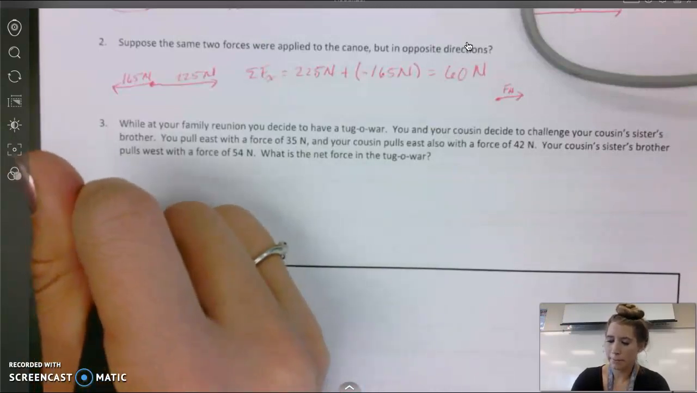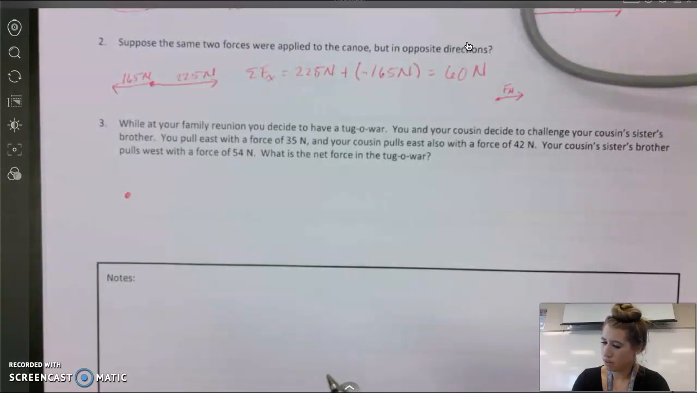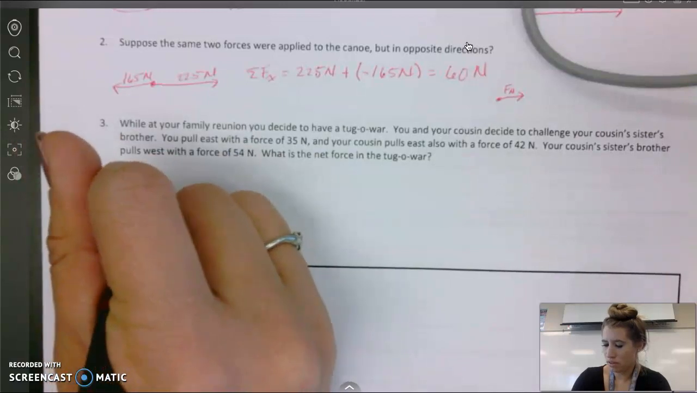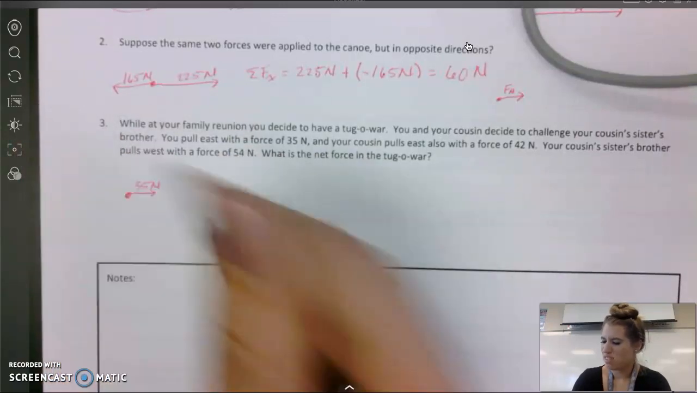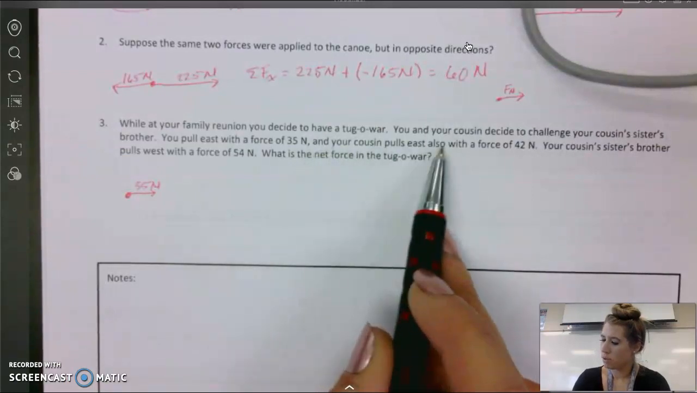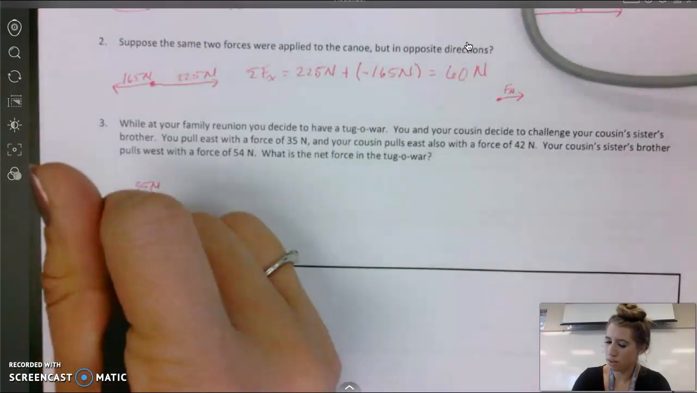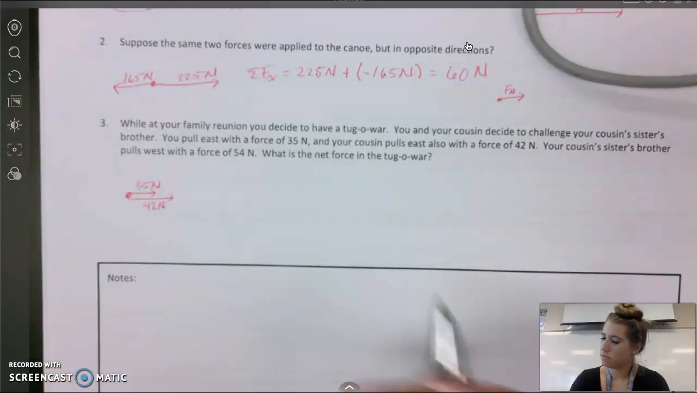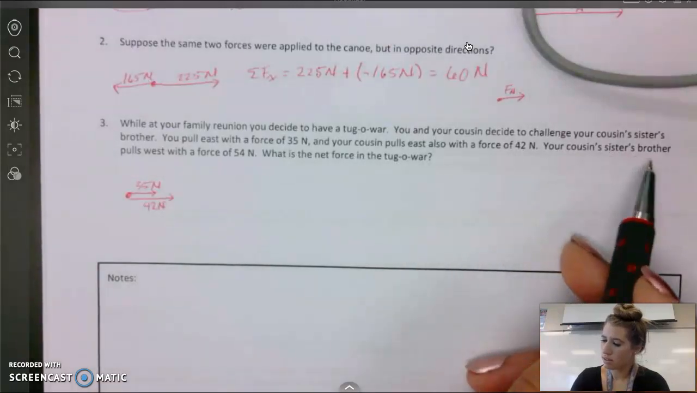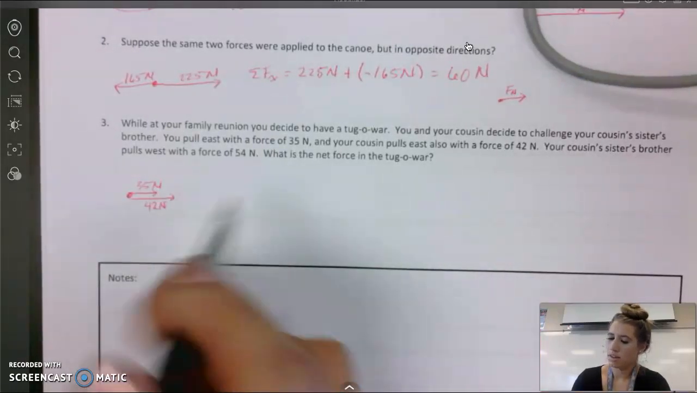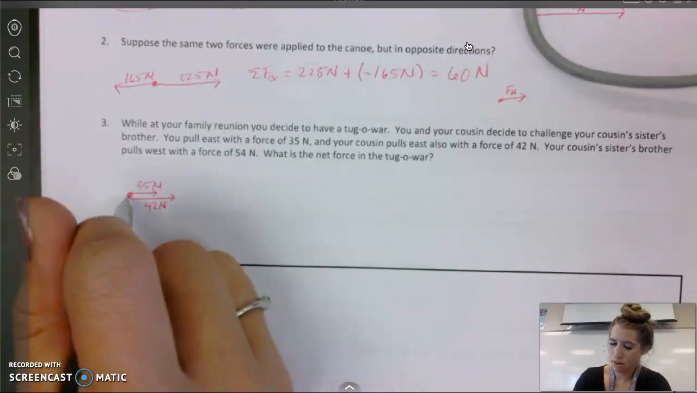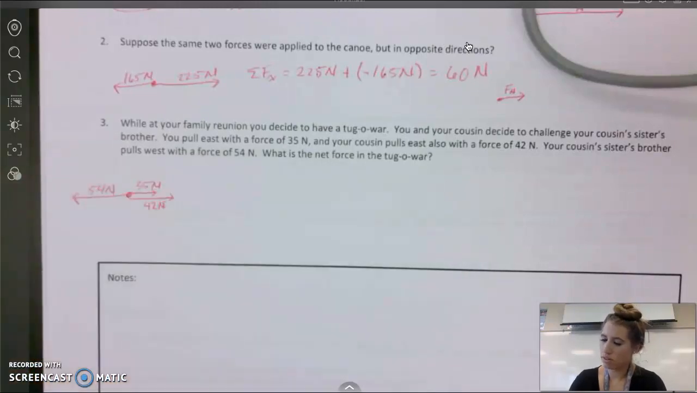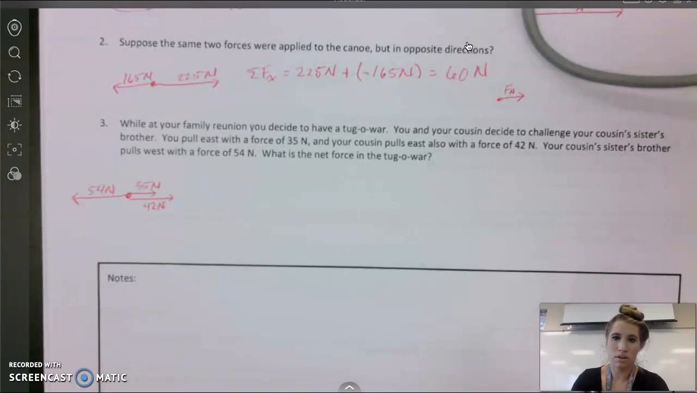We have, you pull east 35 newtons. Your cousin pulls east also with a force of 42 newtons. Your cousin's sister's brother pulls west with a force of 54 newtons. What is the net force of this tug of war?